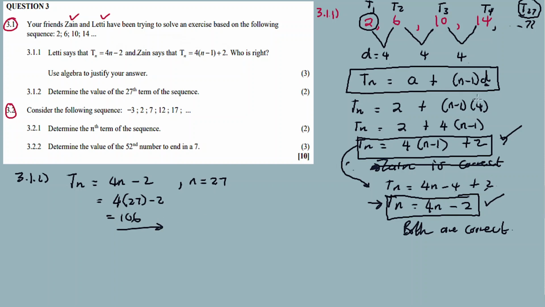Now let's go to the second part of the question, 3.2. We are given another sequence.